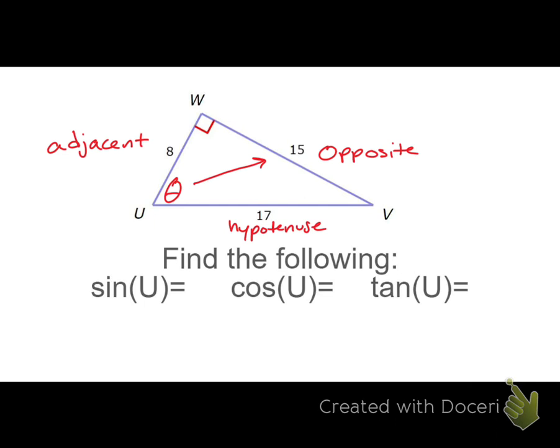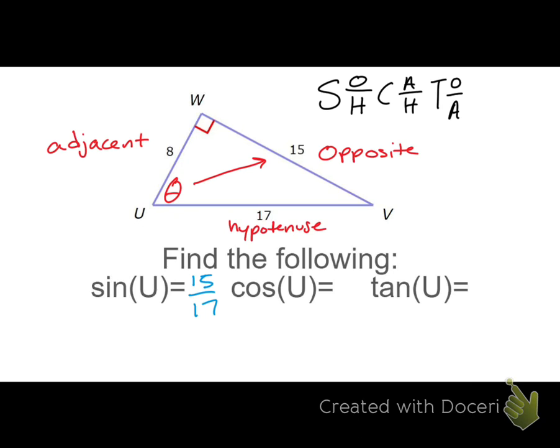Again, this little mnemonic, SOHCAHTOA, could help you remember the trig ratios very quickly. So we could write out the fractions now. Who can tell me what's the sine of u going to be? 15 over 17. And we're always going to ask ourselves, can we simplify that fraction? Does something go into 15 and 17?